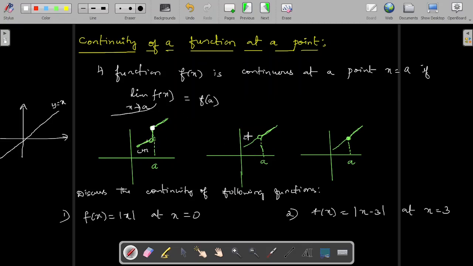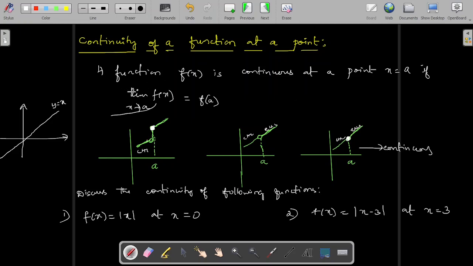Similarly here, LHL and RHL both are same because both are moving towards the same value. But value of the function at a point A is just, it is a bubble, not shaded. Means it is not defined. Hence the function is not continuous. But in this case, LHL and RHL both are going towards the same value, and function is also having the same value because the bubble is shaded, means that point is included. Hence this is the graph of a function which is continuous.